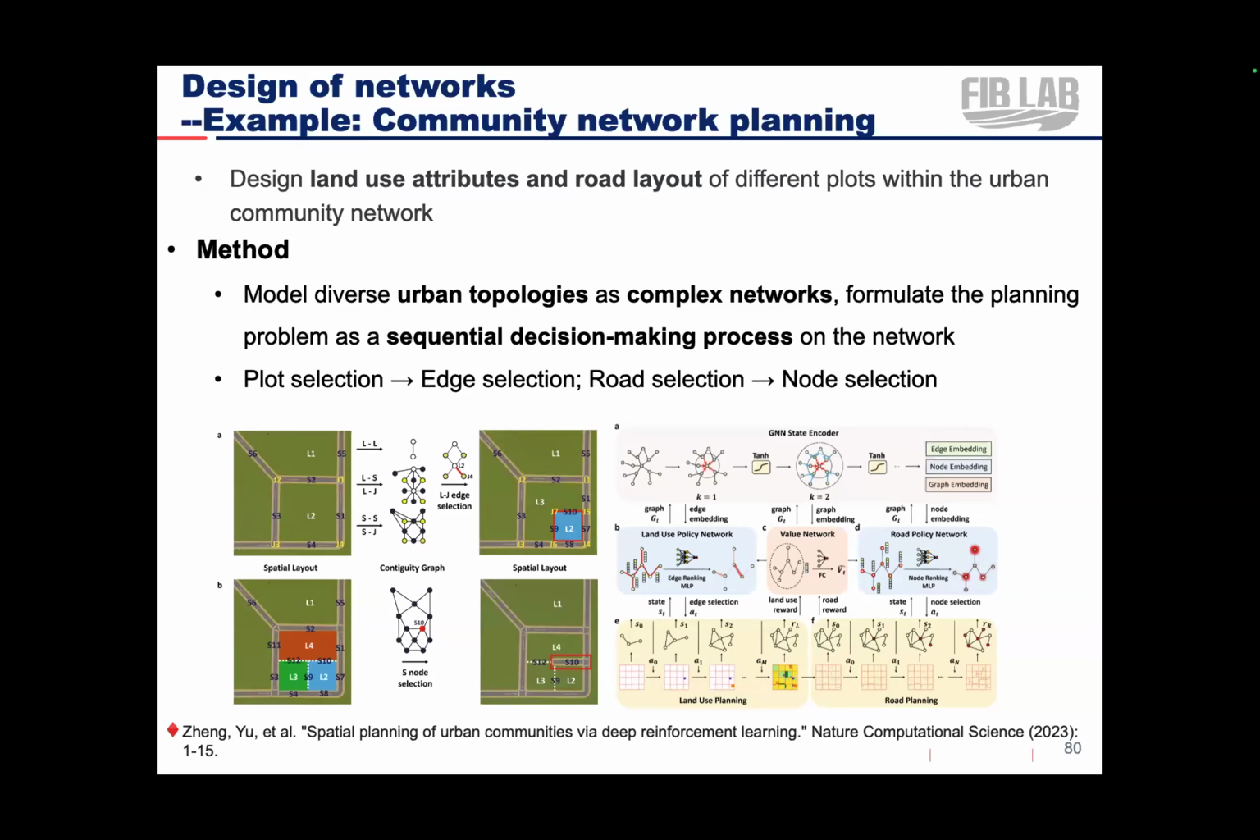In their problem formulation, they model the diverse urban topology as complex networks and formulate the planning problem as a sequential decision-making process on the network. So first they select the plot, then select the edge, and the road selection is equal to the node selection on this graph.